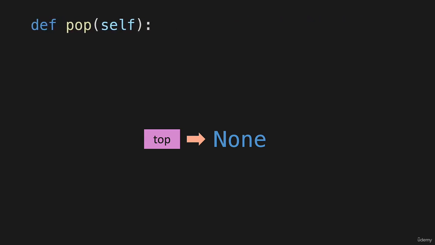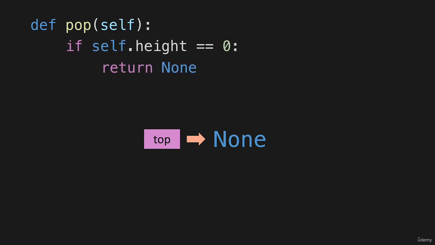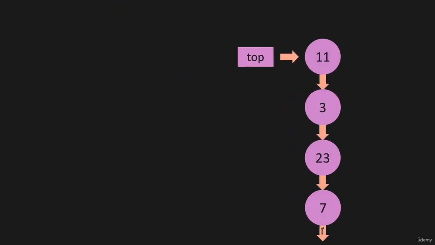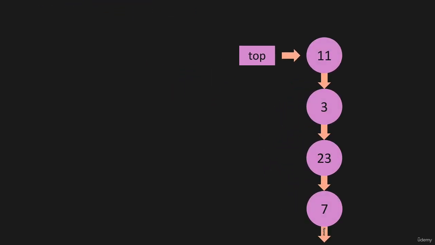So we'll start this off like this. We'll say pop. We don't pass it any arguments. And we'll code for this situation where we have an empty stack first. We'll say if the height is 0, we'll return none. Otherwise, we do have items in the stack like this, and we want to return that top node.